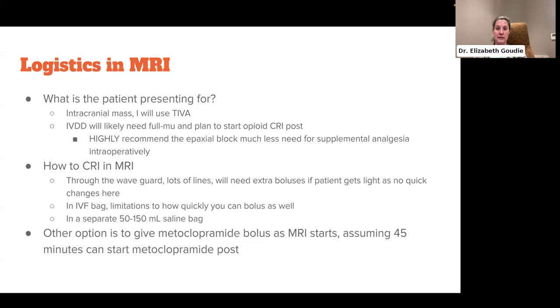They're so much more relaxed. I was not using the ropivacaine that the paper had written about. I was actually using bupivacaine because it's what I had available, and finding really nice results. And it's a really easy thing for the surgeon to do as well. You can also give the metoclopramide bolus as the MRI is about to start, assuming that it's about a 45-minute scan or so. You can start the metoclopramide post, because it is a little bit tricky to add a metoclopramide CRI as well as any other CRIs going on.